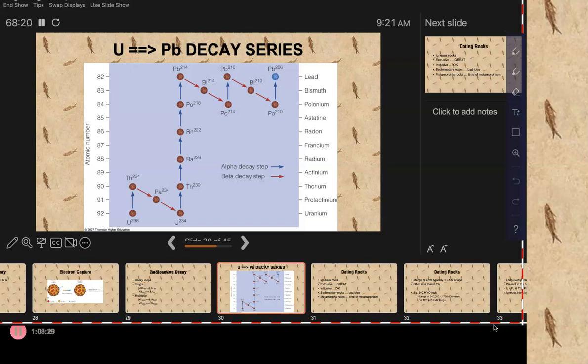Thorium, for whatever reason, goes, and there's the other thing. Why do these things choose to do alphas or betas? I have no clue.